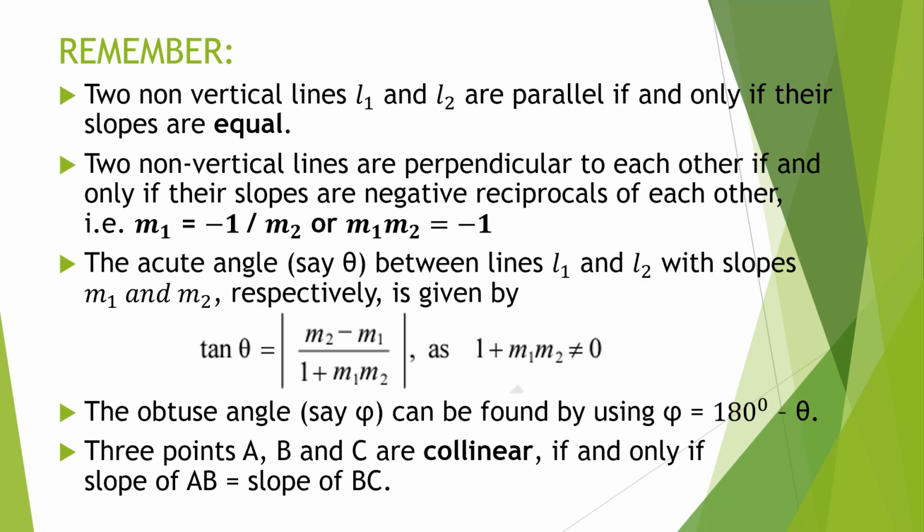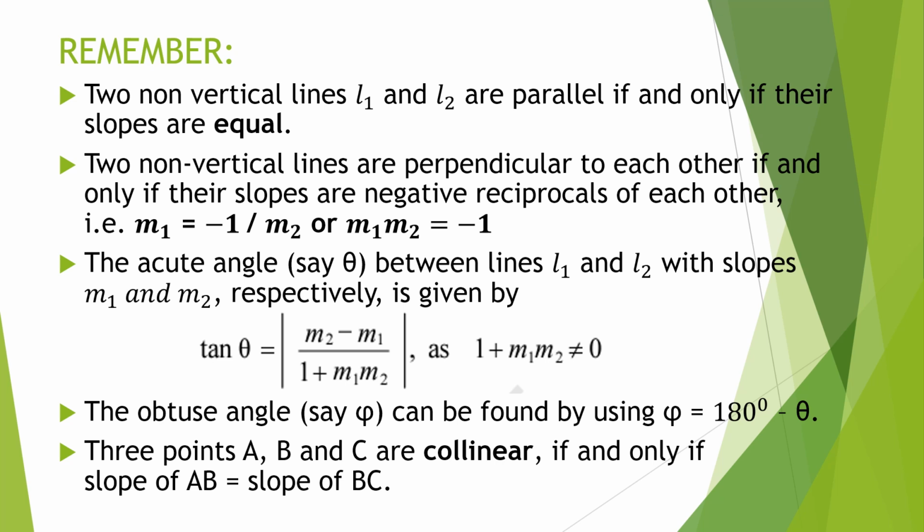Remember, two non-vertical lines L1 and L2 are parallel if and only if their slopes are equal. If the slopes are equal, the lines will be parallel, and if the lines are parallel, the slopes will be equal. Two non-vertical lines are perpendicular to each other if and only if their slopes are negative reciprocals of each other. That means m1 is equal to minus 1 upon m2, or m1 into m2 is minus 1.